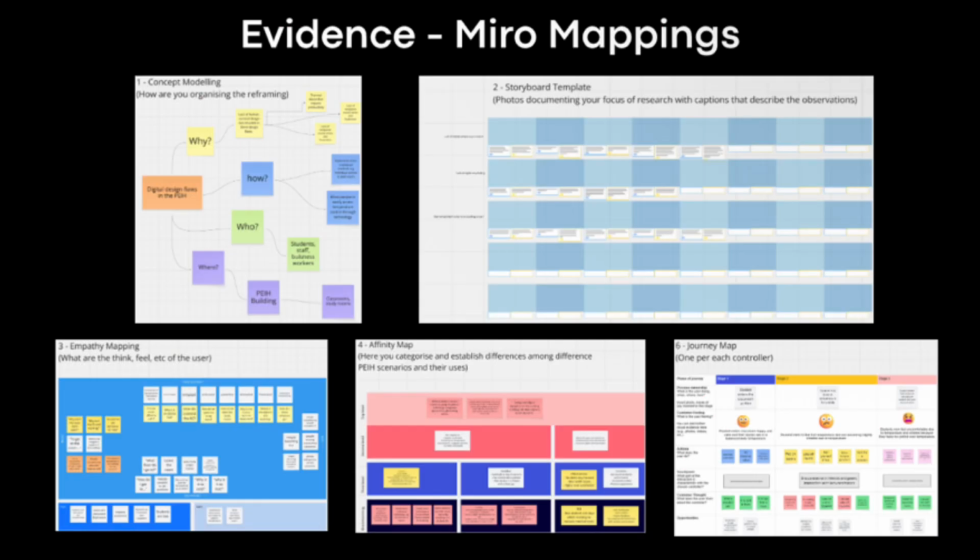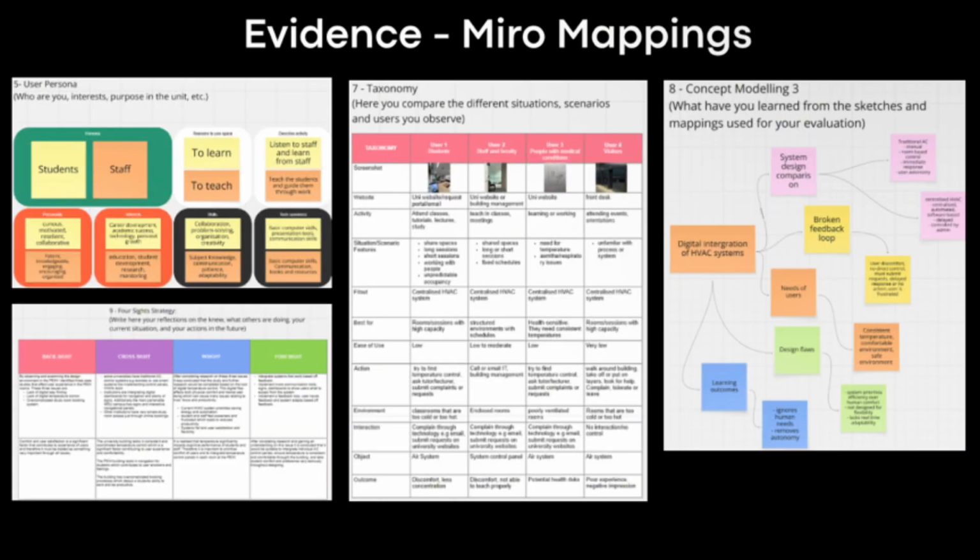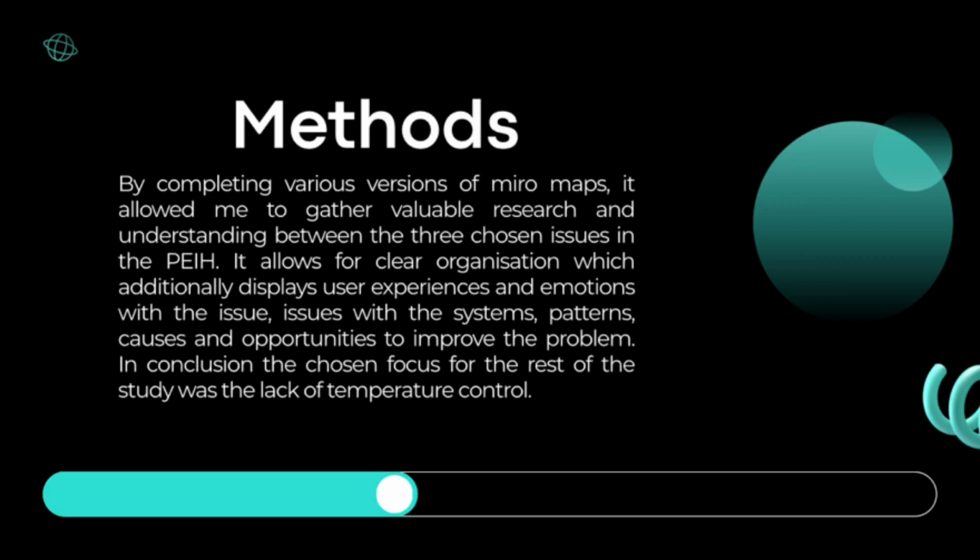Methods. By completing various versions of Miro maps, it allowed me to gather valuable research and understanding between the 3 chosen issues in the PIH. It allows for clear organization, which additionally displays user experiences and emotions with the issues with the systems, patterns, causes, and opportunities to improve the problems. In conclusion, the chosen focus for the rest of the study was the lack of temperature control.